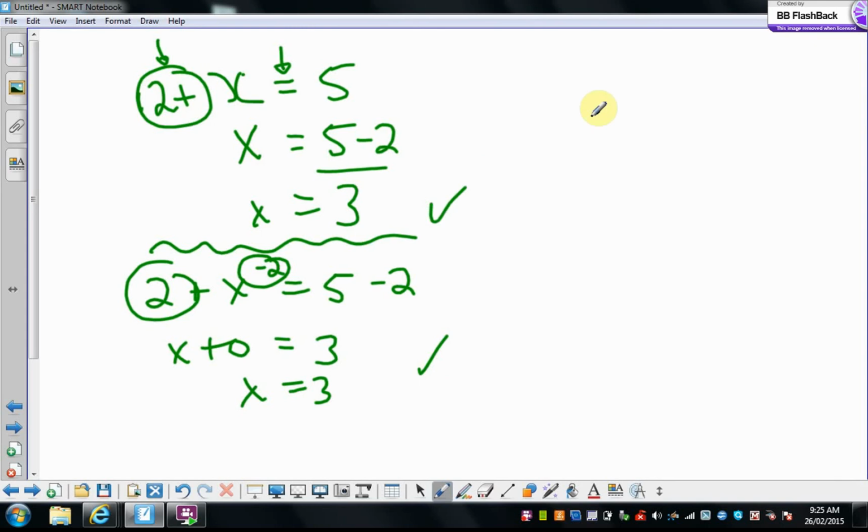And how do we know we're right? Well, you go back and you do what we call a left side equals right side check. So you have 2 little things here, two statements here.